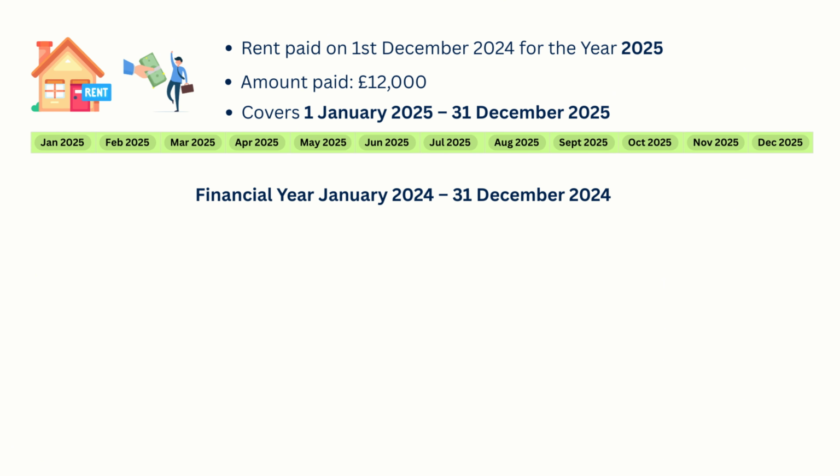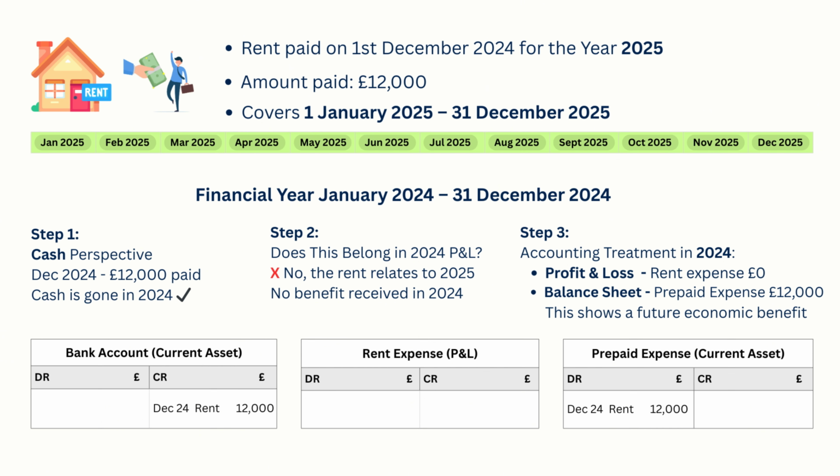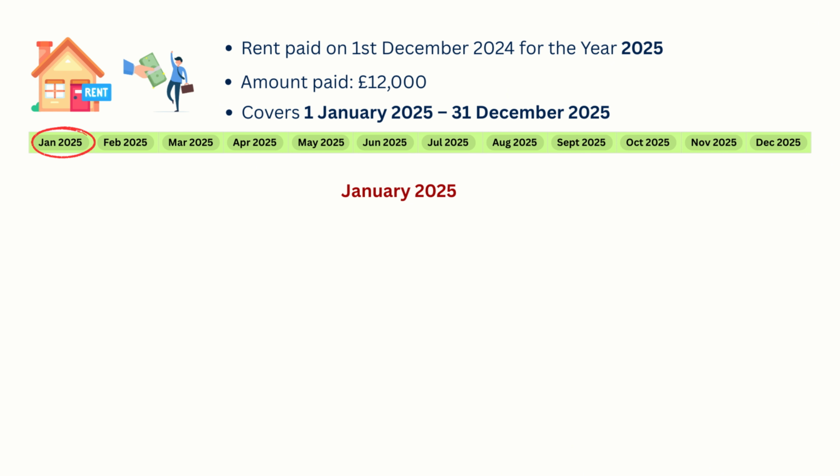Now, let's think carefully about 2024. In December 2024, the cash is paid, but no rent is actually used in that year. The building is only used from January 2025 onwards. So, in the 2024 accounts, the profit and loss account shows no rent expense because no benefit has been received. The balance sheet shows a prepayment of £12,000. This £12,000 is treated as an asset because it represents a future economic benefit that the business will use in 2025.